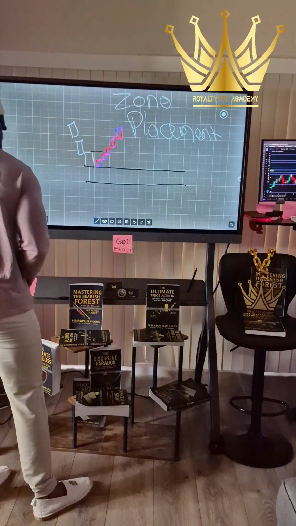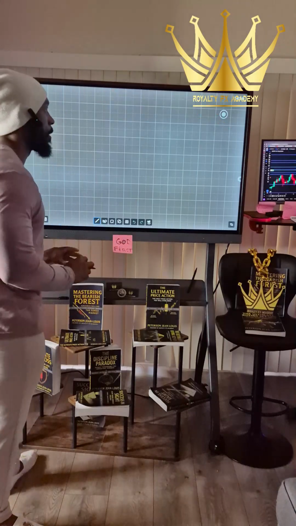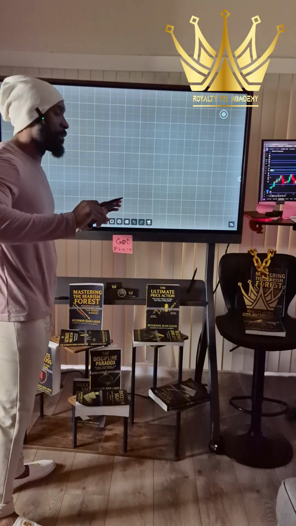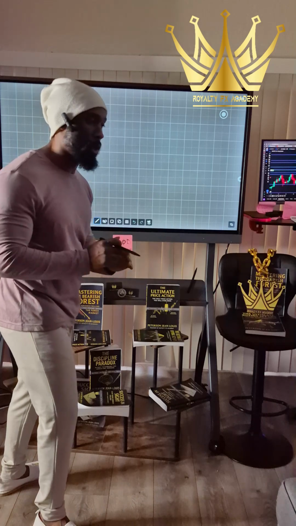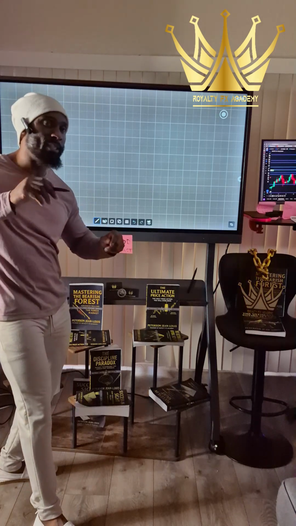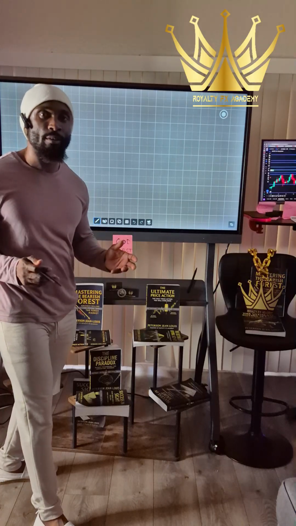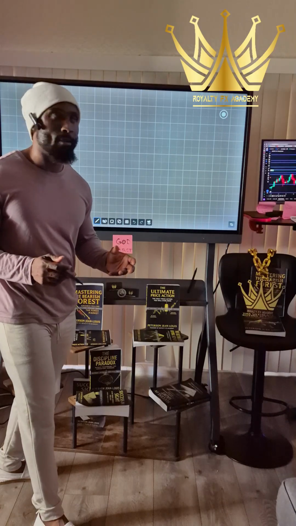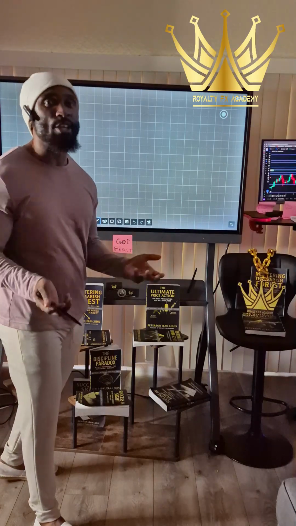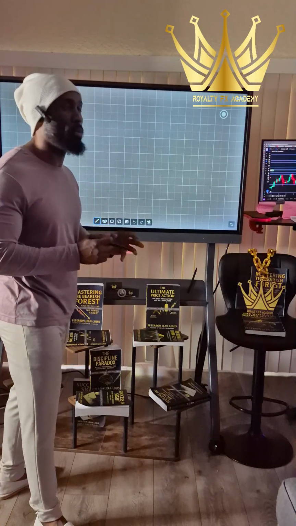Now, the next lesson I want to throw in there real quick is one of the dopest parts about placing your zone on the monthly, weekly, and daily time frame: your chart won't be crowded. You're gonna be a naked trader. Basically, your chart is gonna be completely naked. Now, when it comes to placing zones, you should only have at most maybe 5 zones.